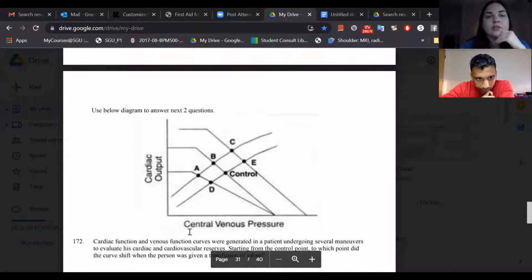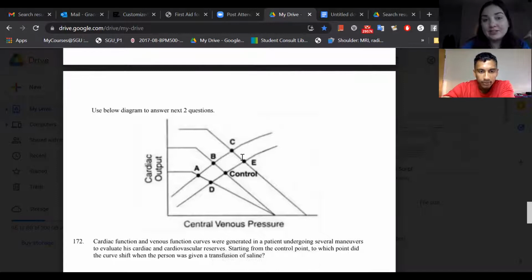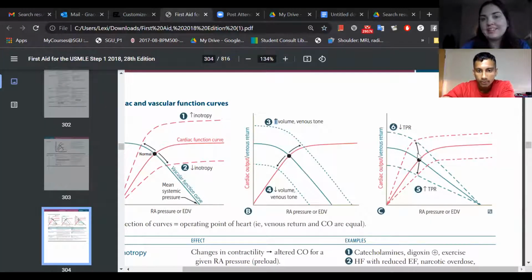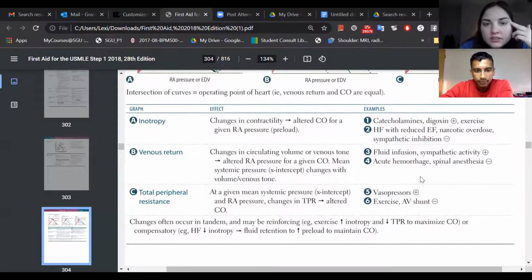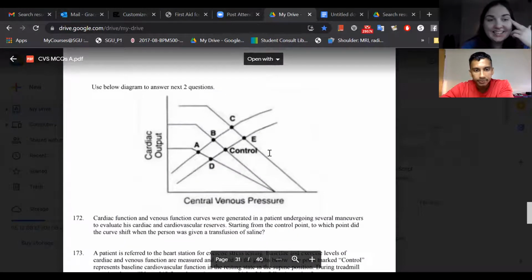Okay, so here's one of the harder ones where I'm telling you that all the intersections matter. So we're looking at these intersections, and those intersections are called mean systemic pressure, I think. Again, it's all a little fuzzy.